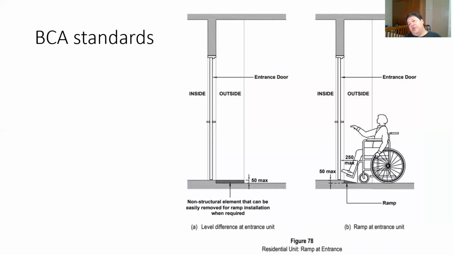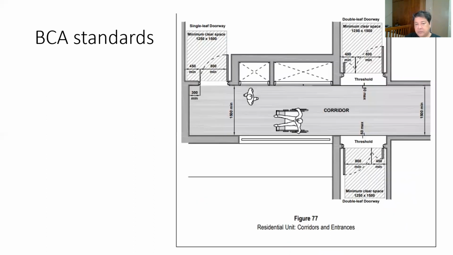So when you think about the user, you also think about the reachability, how they open the doors, where the ramps are. This is the Singapore standard, to show that the builder can have something temporary, a non-structural element that can be easily removed to create a ramp installation later. The corridors have to be wide, more than 1.2, with 1.5 meters being the width of corridors, so that they can access from one unit to another to the lift.